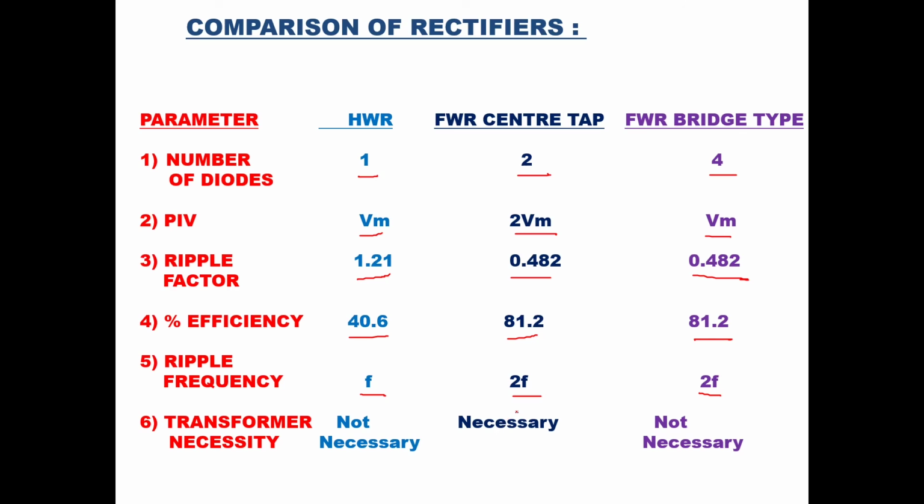Similarly, the sixth point is transformer necessity. There is no requirement of a transformer for the half wave rectifier. It is a simple one diode circuit, so if you don't use a transformer, it's okay. In center tap, you require a transformer because it is based on a center tap secondary transformer only. And in bridge also, there is no need for you to use a transformer. So these are some 6 important points where we have compared the rectifiers.